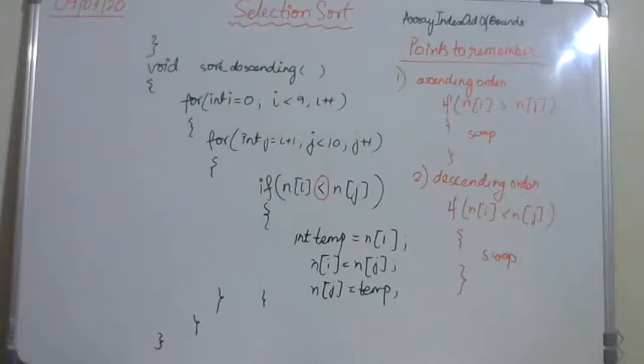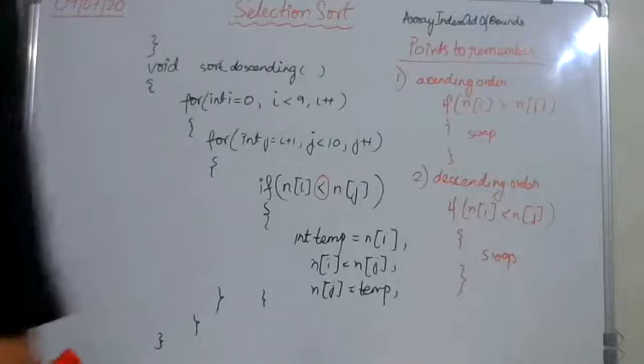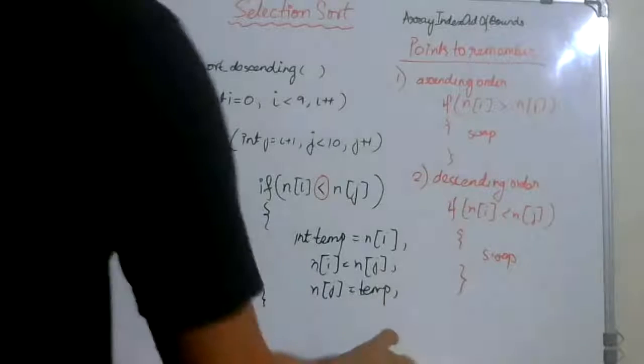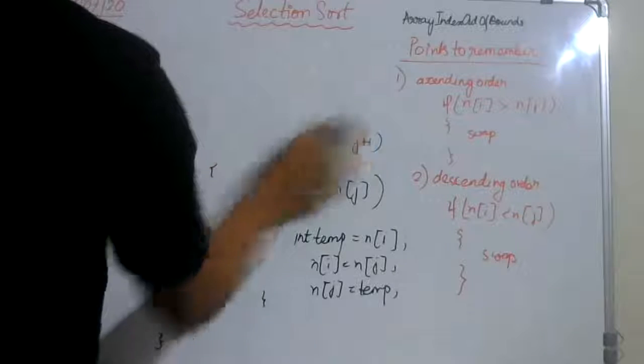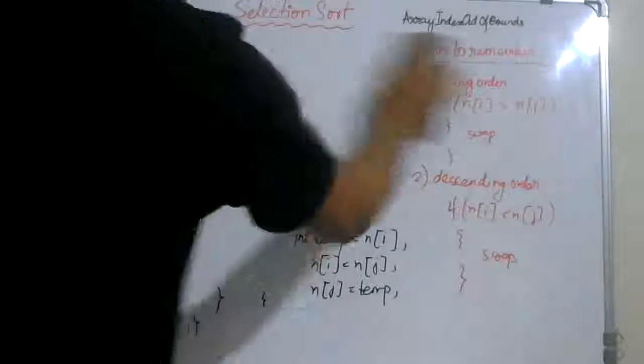So if n of i is greater than n of j and we are swapping, which means we are arranging in ascending order. And if n of i is less than n of j and we are swapping, it means that we are sorting in descending order. So it's pretty simple. We have finished all the functions that we want to write in the class. Now we will move on to the main function.